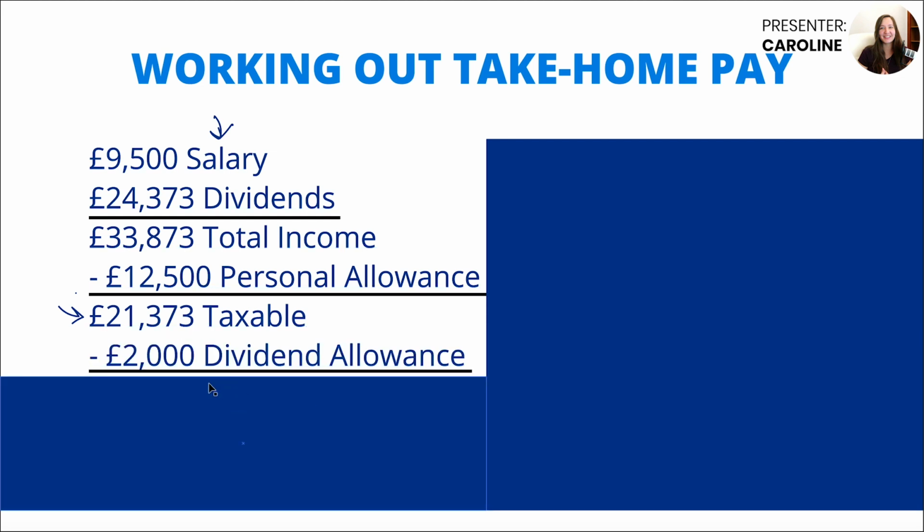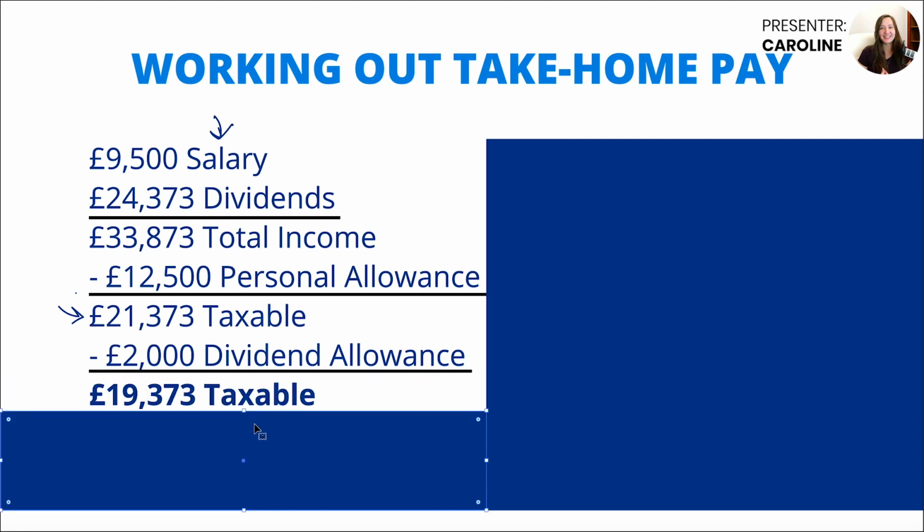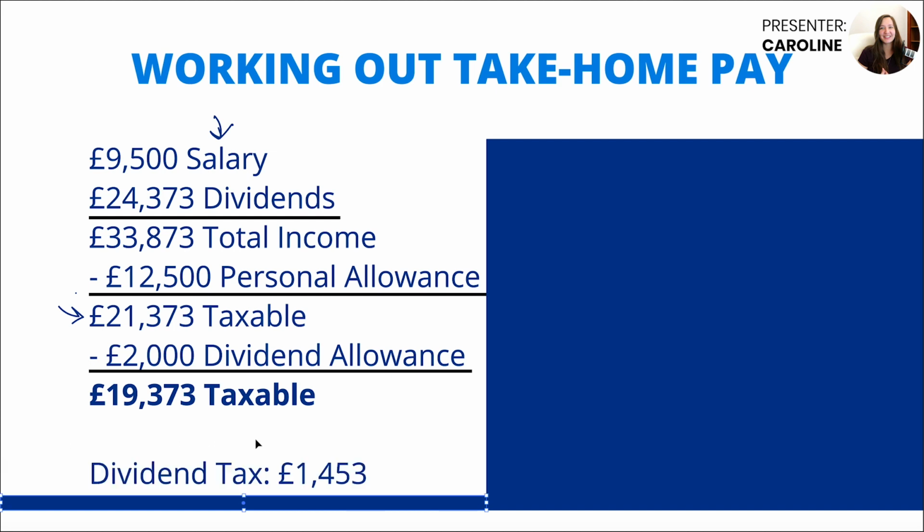So the next step, since we have established that this entire 21,000 is in fact dividends, is to take away the dividend allowance for the year, which is £2,000. And this is also a tax-free value which you can benefit from. So what we've got left is £19,373 as the actual taxable amount for dividend tax. And dividend tax in the lower rate threshold, so under £50,000 of income, will be 7.5%. The total figure here is £1,453. Okay, so now we've finally worked out the dividend tax on your income.